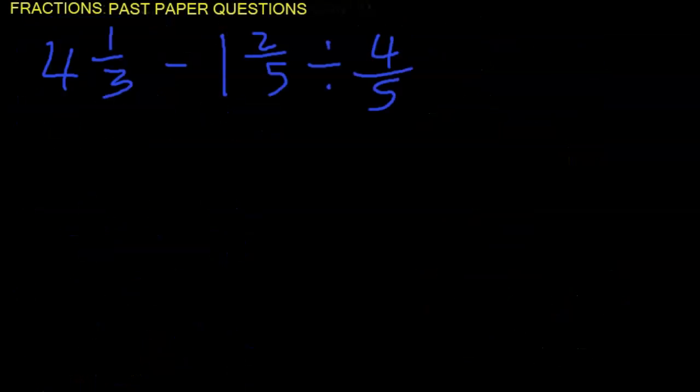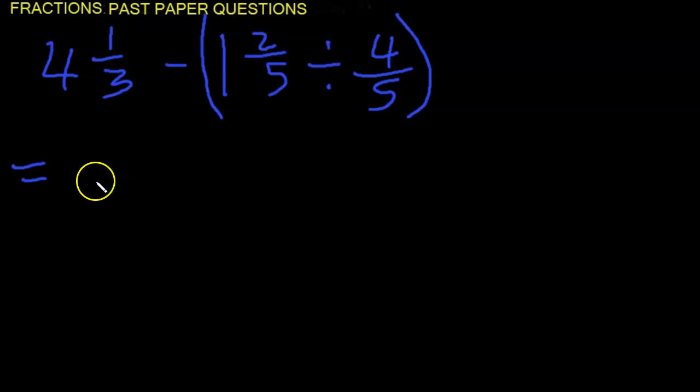Alright, this is the final past paper question on fractions I'll be working. Now here we have 4 and 1/3 minus 1 and 2/5 divided by 4 over 5. Now you will recall in order of operations, division comes before subtraction. So we need to do the division first. So let me just bracket this, because we have to perform the division operation before we can do the subtraction. But before, let me just convert all the fractions to improper fractions, alright?